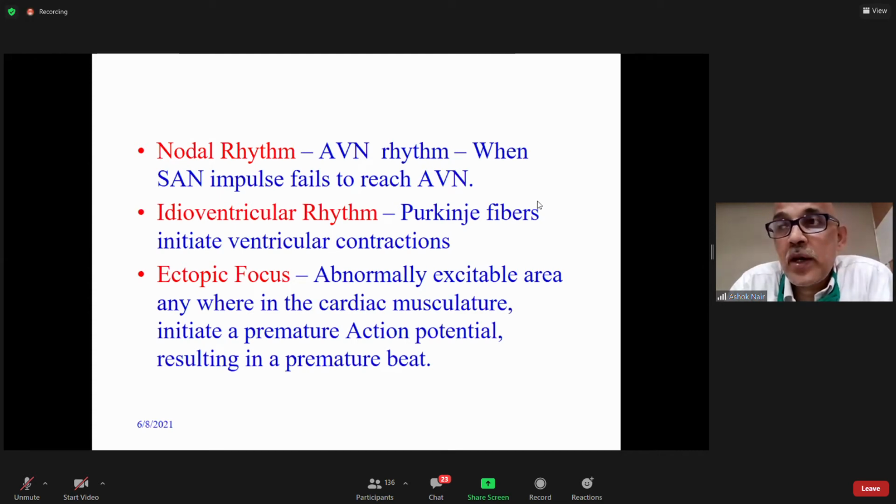There are times when anywhere in the musculature, atrial musculature or ventricular musculature, there is an irritable focus which can generate impulses, and if that impulse initiates a contraction, then that ectopic rhythm can result in a premature ectopic beat, a premature ventricular contraction.